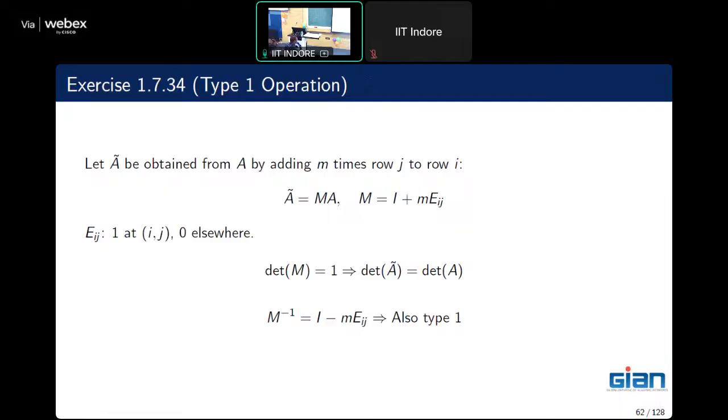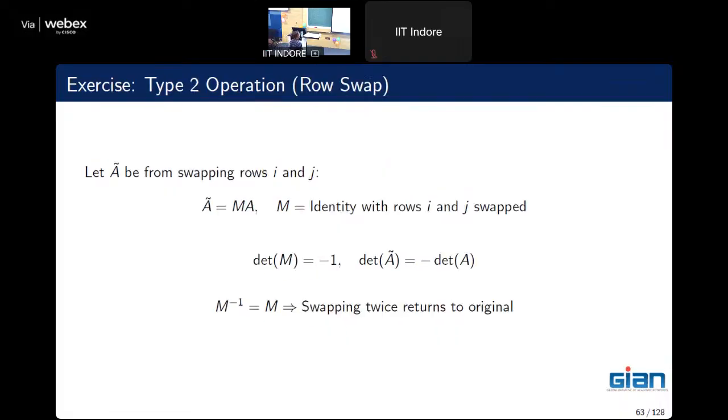So here the determinant is, and as I told you, for M inverse you just take the negative sign. It is a positive sign, you just take the negative sign of the diagonal. This is also a type 1 operation, an elementary operation of type 1. That is multiplication of this. Okay.